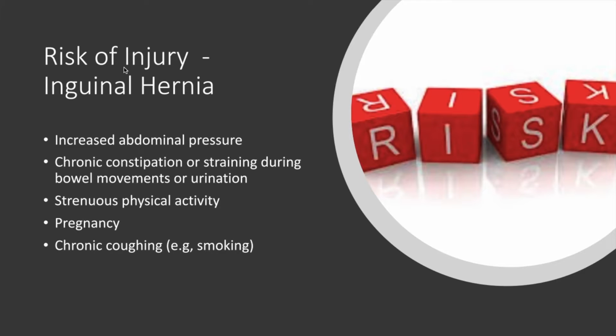Some inguinal hernias occur at birth when the abdominal lining doesn't close properly. However, for other people, the injury occurs because of weakened muscles from aging, strenuous physical activity, or intense coughing from smoking. Other risk factors include increased pressure within the abdomen, strenuous physical activity, pregnancy, since being pregnant can weaken the abdominal muscles, having a family history of inguinal hernias, or chronic constipation, which may lead to straining during bowel movements or urination, which could also increase their likelihood of having an inguinal hernia.